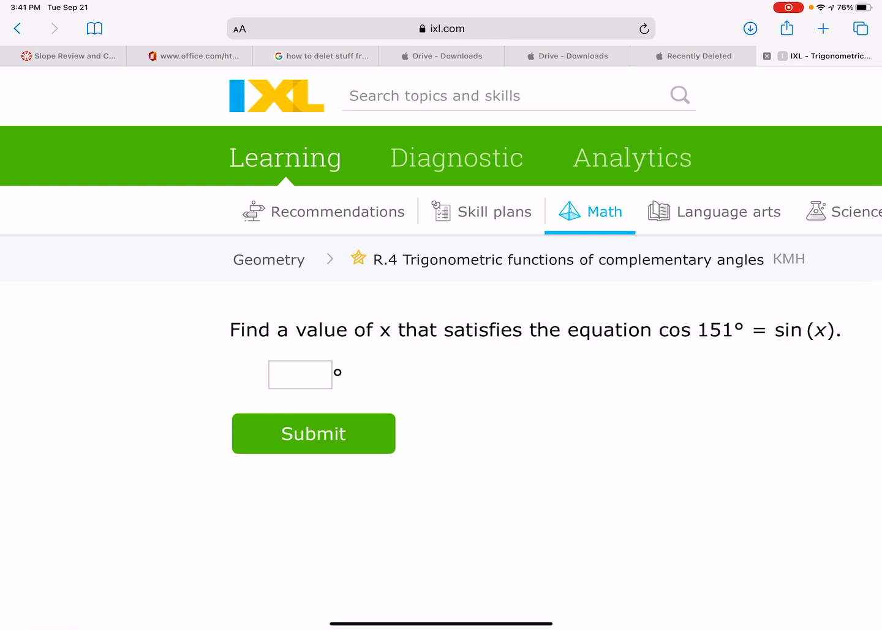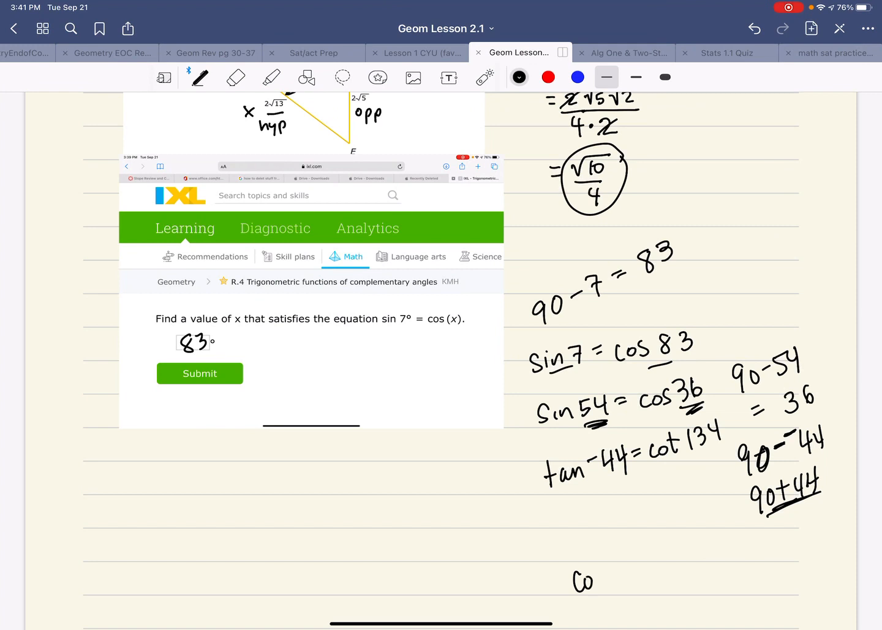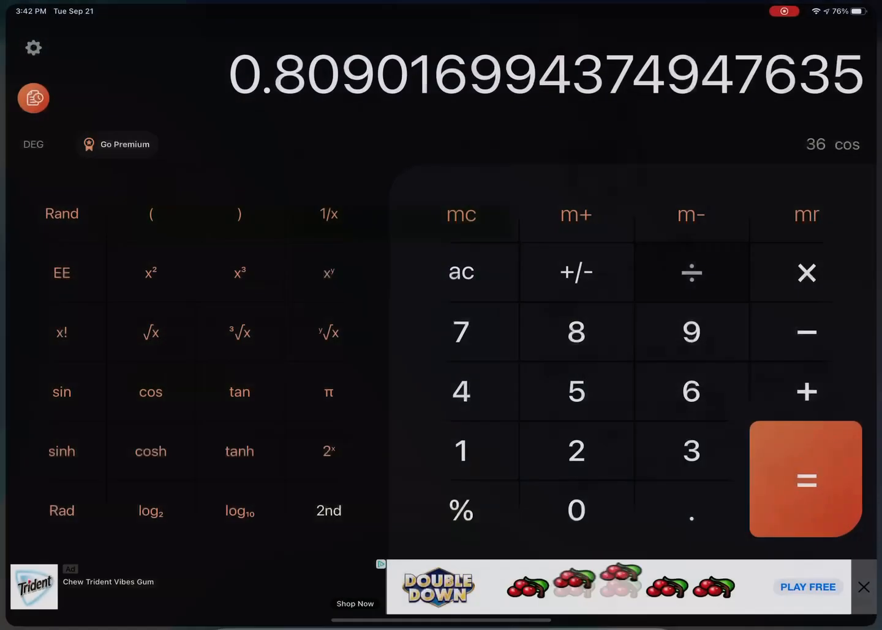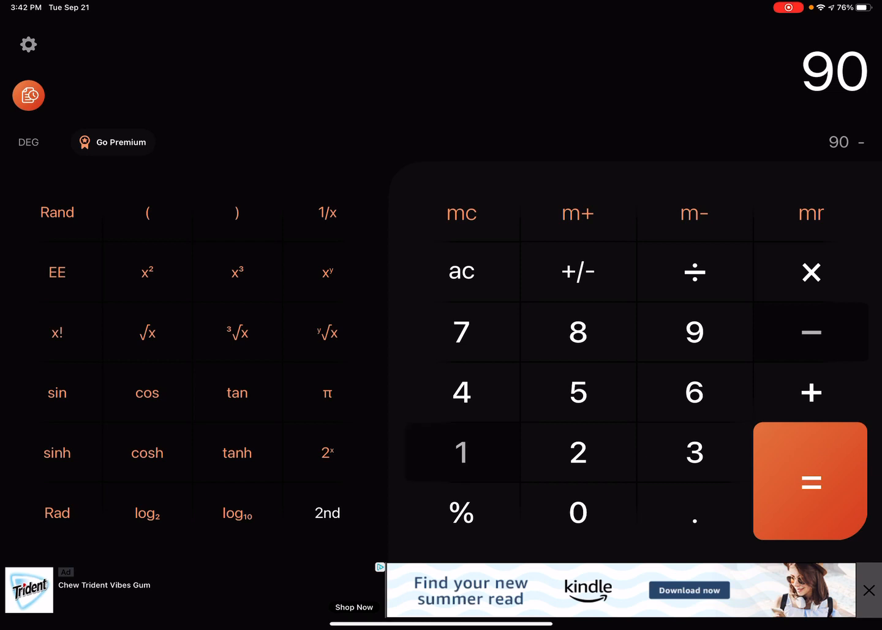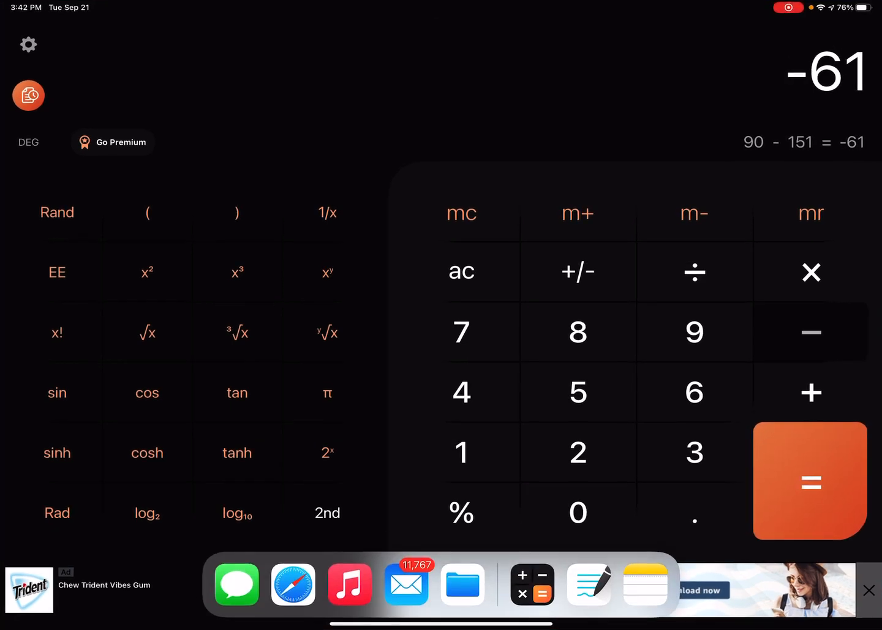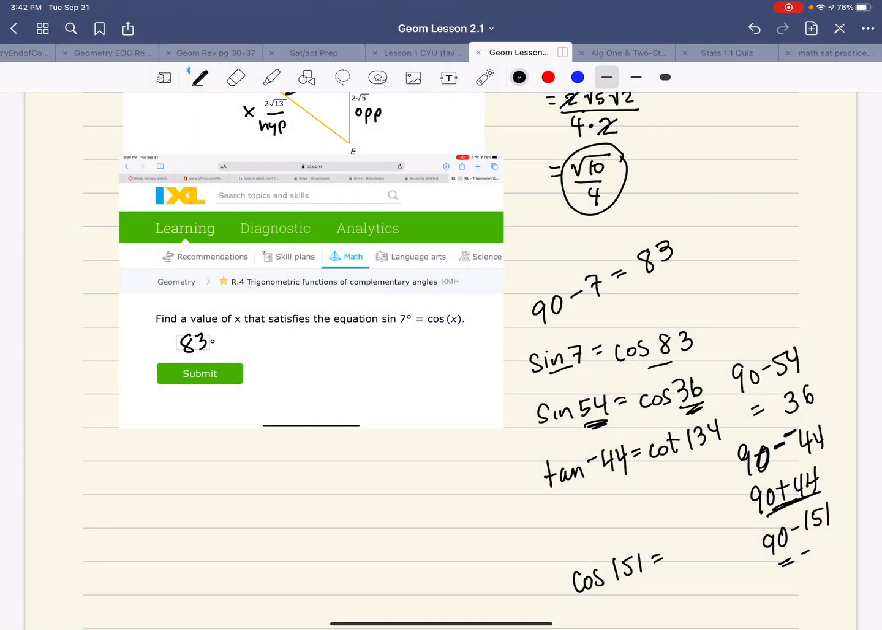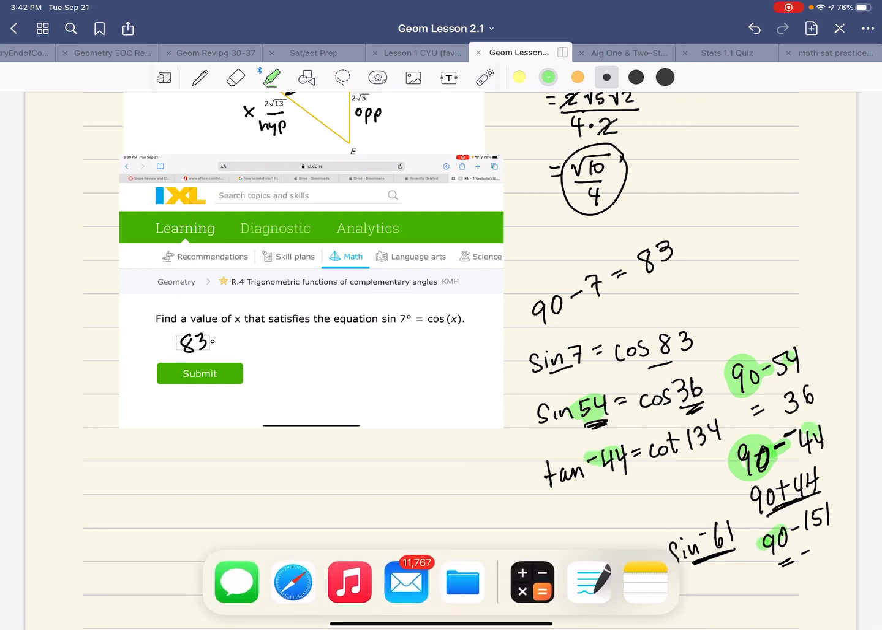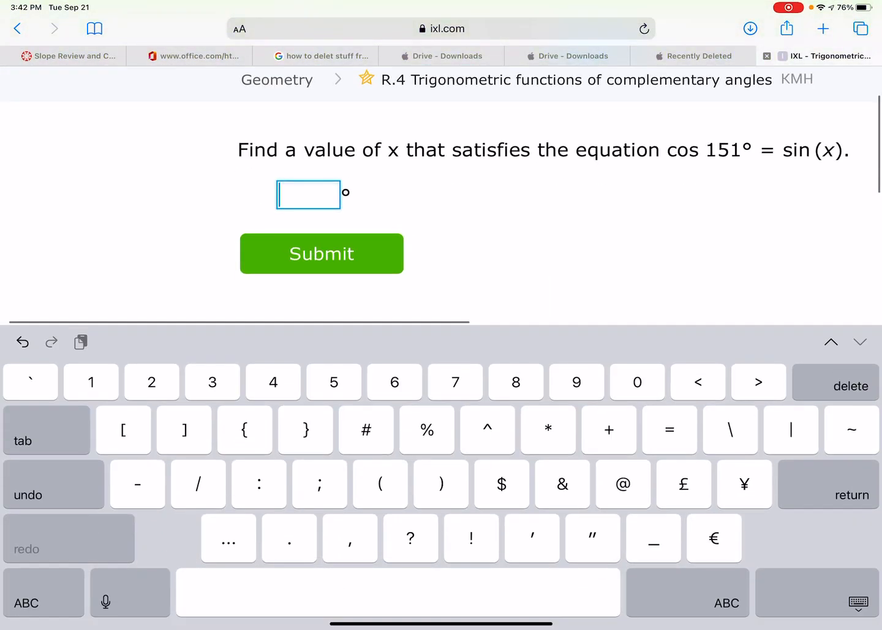Okay, what about the cosine of 151? All right, so the cosine of 151, again, I just need to take 90 minus 151. Notice I'm going to get a negative. 90 minus 151, negative 61. So that's the sine of negative 61. All right, so that feels a little weird, but I'm doing the same thing every time. I'm just taking 90 minus this number over here, 90 minus that number over here. I'm really doing the same thing each time. It just looks different. The sine of negative 61.